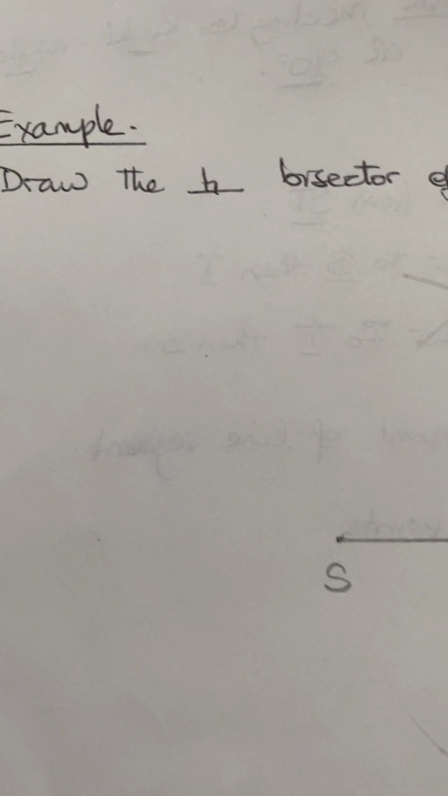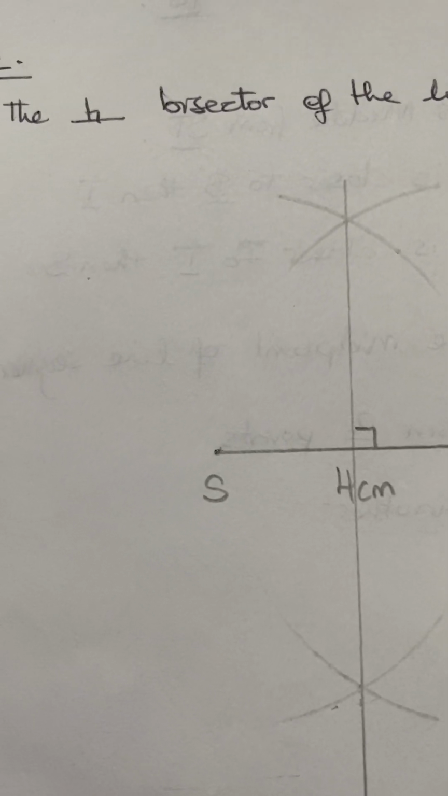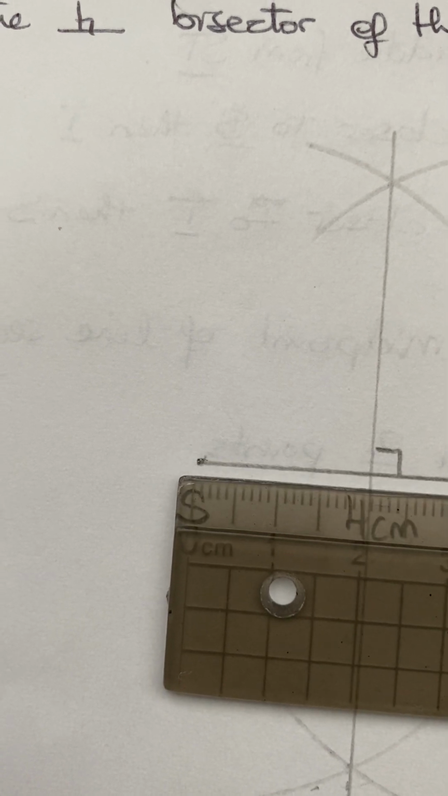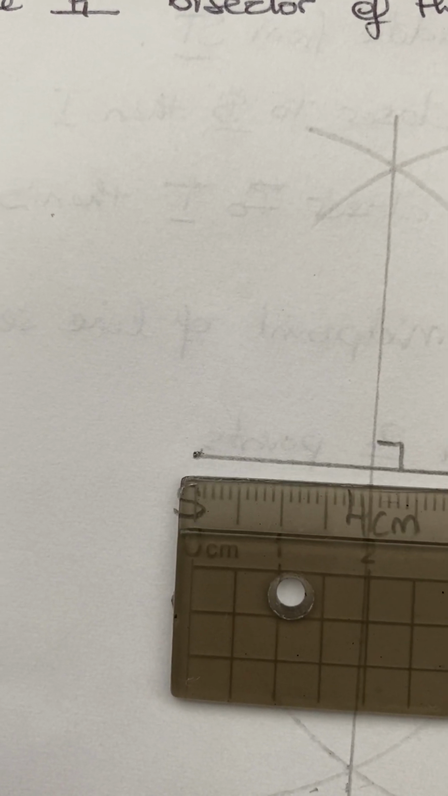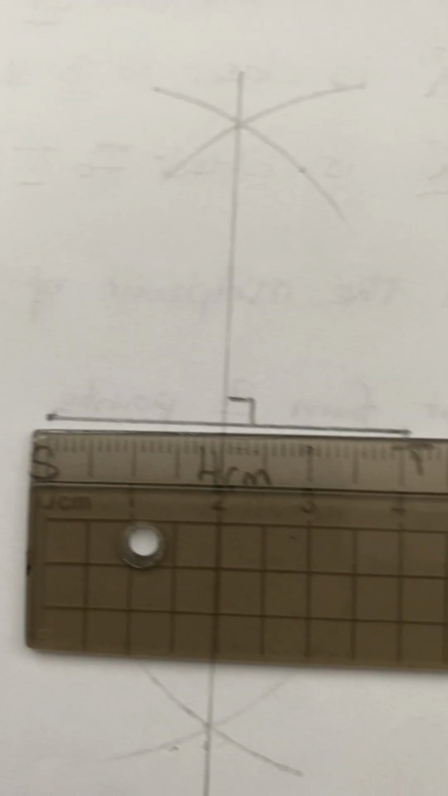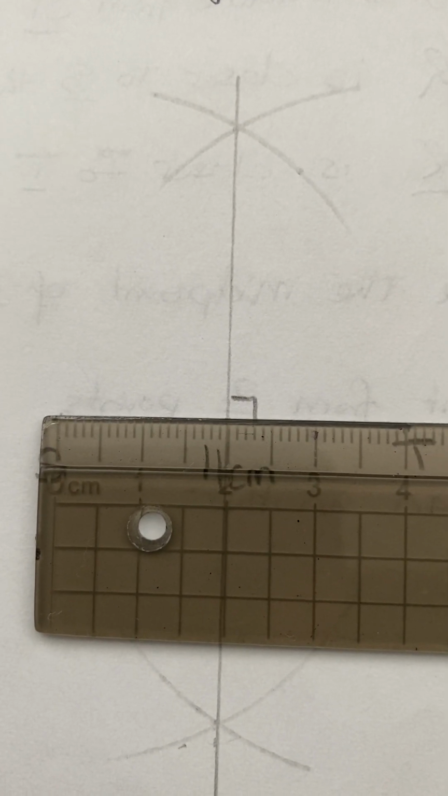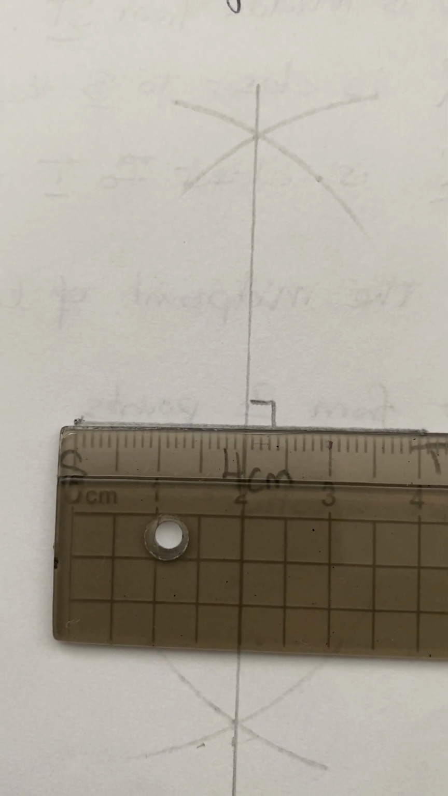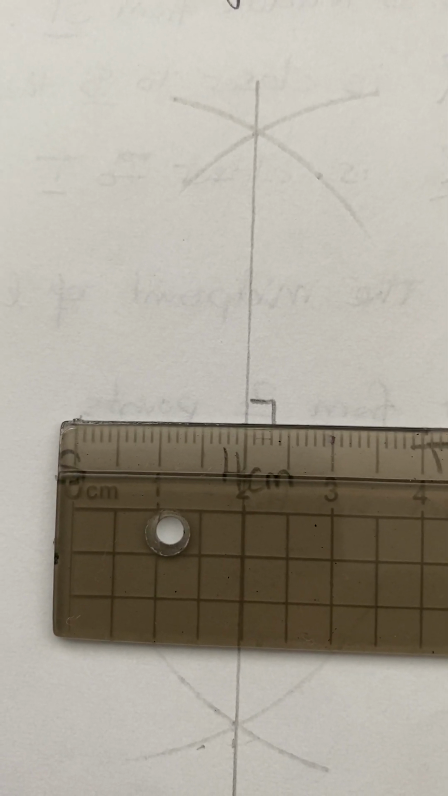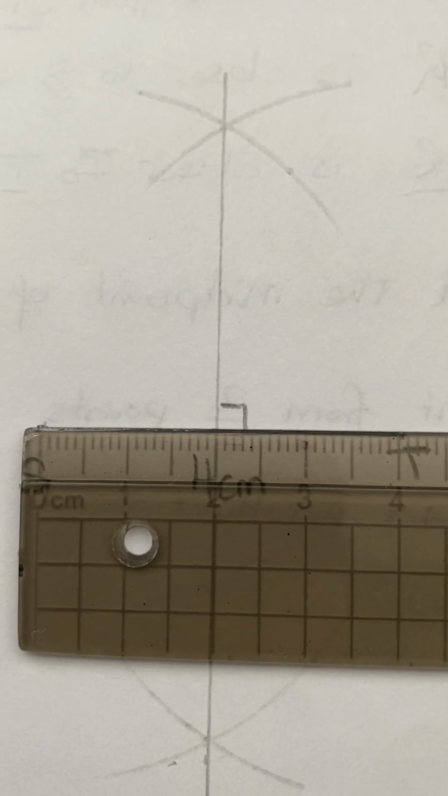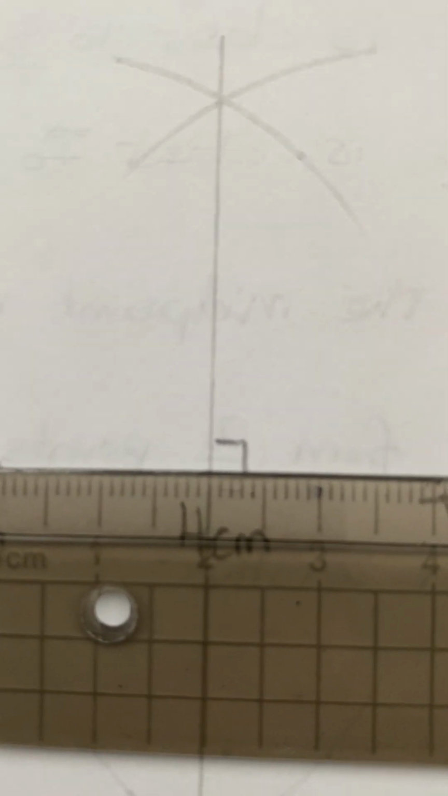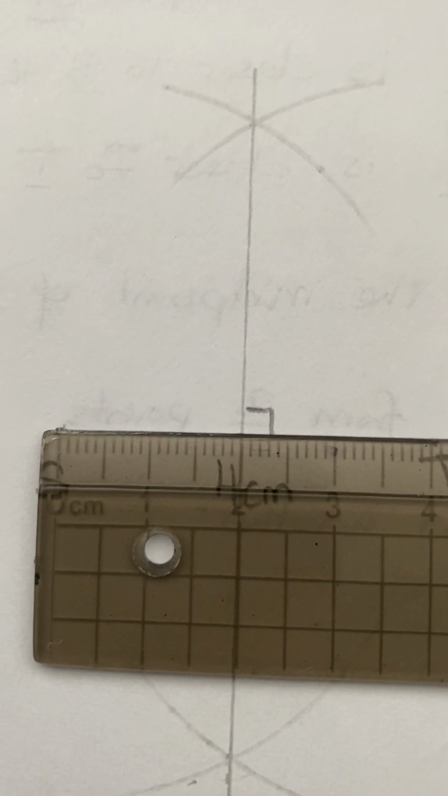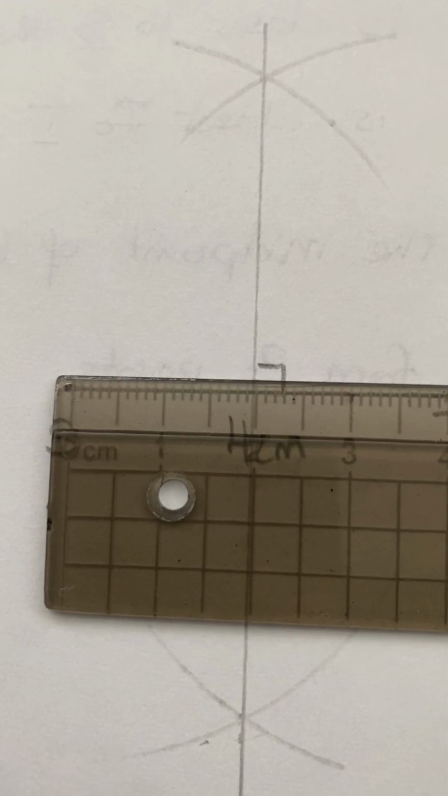So now this is 4 centimeters. It should divide exactly at 2 centimeters. As you can see, it's exactly at 2 centimeters if you draw it well. The line that bisects the line should go through the 2 centimeter mark on your ruler.